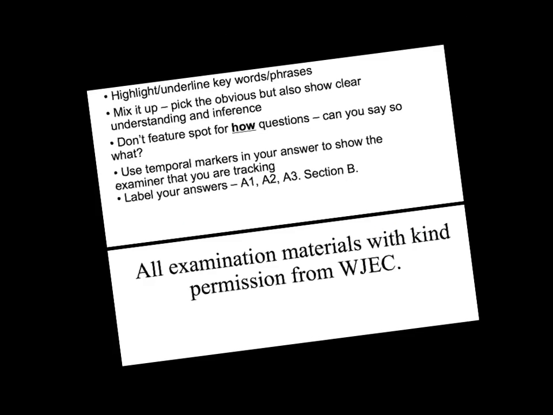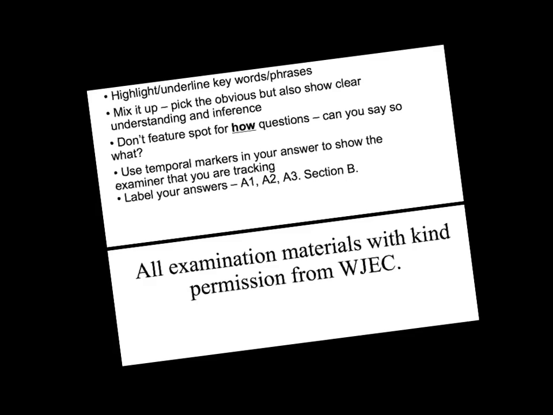So if we just continue focusing on some of these top tips for the comprehension section on the English Language Paper 1, Unit 1: highlight, underline keywords and phrases. So pick up the obvious, but also show clear understanding and inference. Don't feature spot for the how question. Think about what the writer's doing and think about how that links to meaning as well.